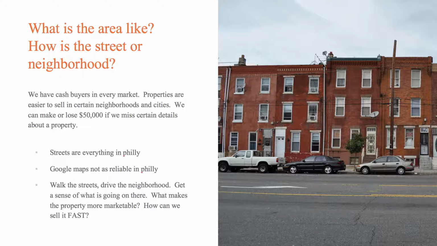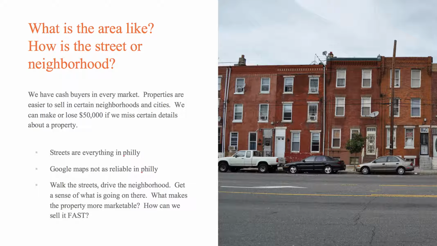So how's the street? How's the neighborhood? In Philadelphia, we're going street to street. This looks like Broad Street or something like that. It's a double yellow in the middle, a busier street. So you're going to price that accordingly. We can make or lose $50,000 if we miss certain details on a property.